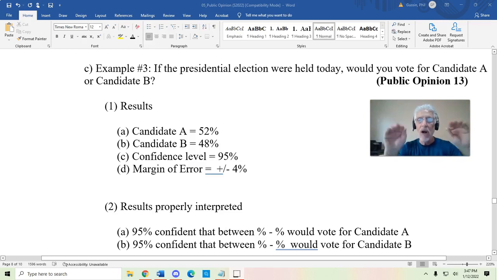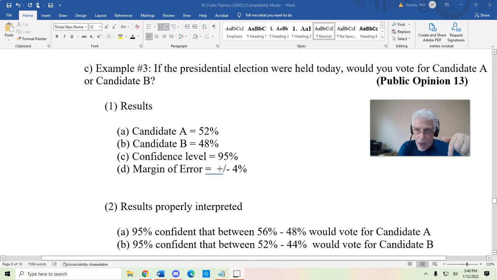Okay, and then just to make sure, I'm going to type in the numbers so that you can double check them for sure. So there are the results, properly interpreted. We're 95% confident that between 56 and 48% would vote for candidate A. We're 95% confident that between 52% and 44% would vote for candidate B. So now here's my question. Based on that poll, do we know which candidate is ahead? Is candidate A ahead of candidate B? Is candidate B ahead of candidate A?